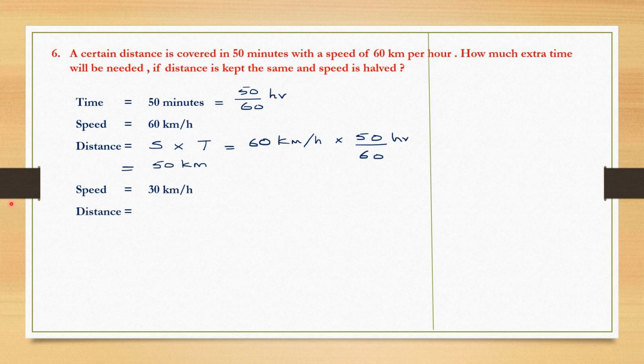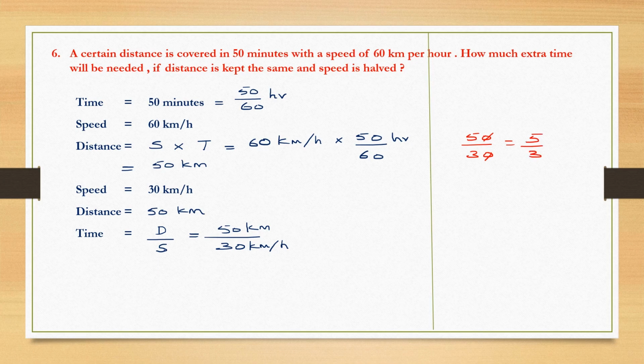Then what is given to us? Distance is something we just found out, because here it says distance is kept the same. So same distance we can write here. So that is 50 kilometers. And now we have to find time. So let's use the formula, time is distance by speed. Now let's substitute. Distance is 50 kilometers and speed is 30 kilometers per hour. Now let's work out this. 50 divided by 30. Cancel what we can. We've got 5 by 3.